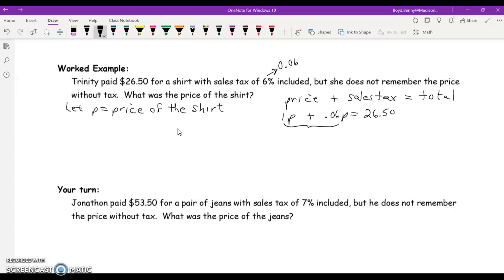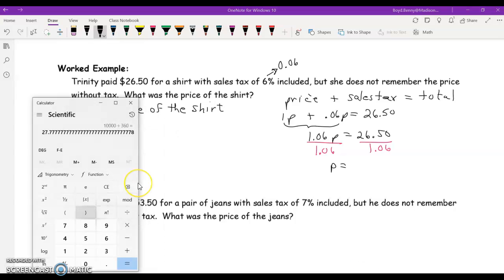I'm going to go ahead and combine my like terms here. I've got a 1P plus a 0.06P for 1.06P equals $26.50. And of course, to solve this, I would divide by 1.06. And that would give me a solution of P equals, let me pull up my calculator here, 2650 divided by 1.06. It's going to give me a total of $25.